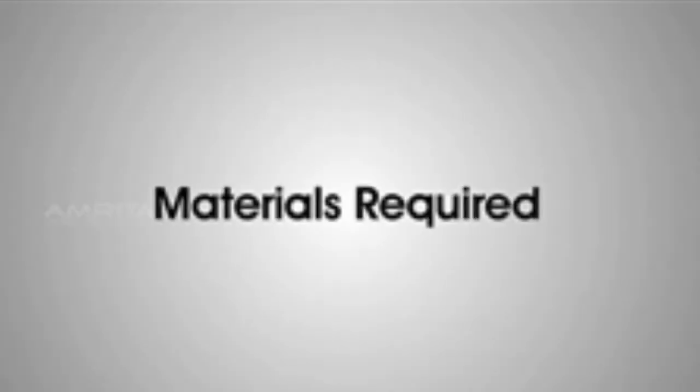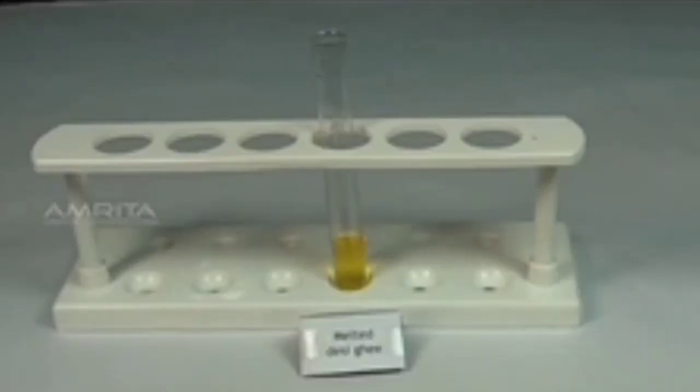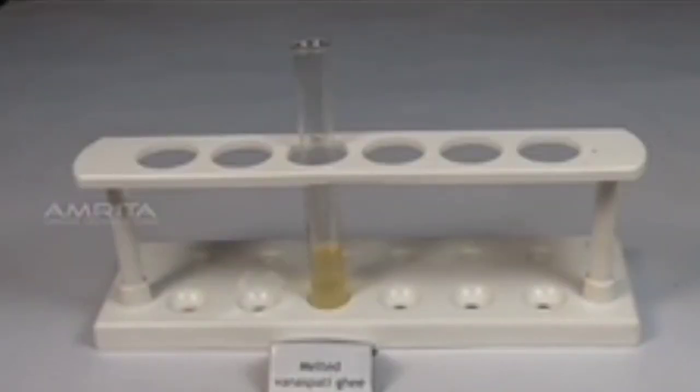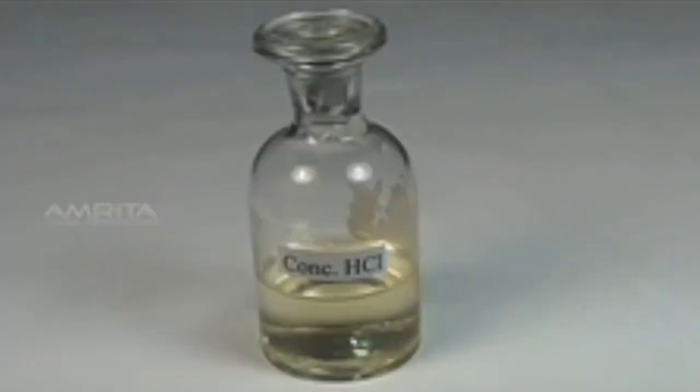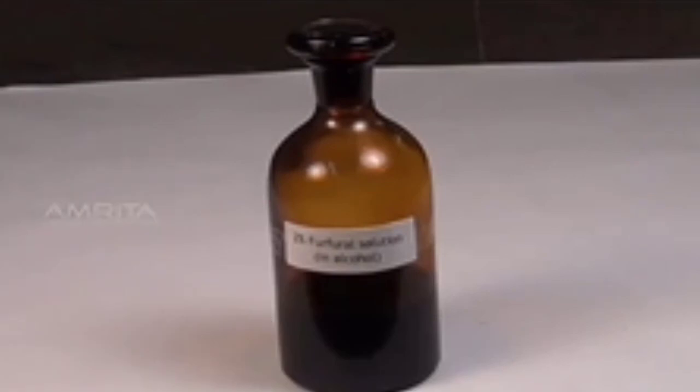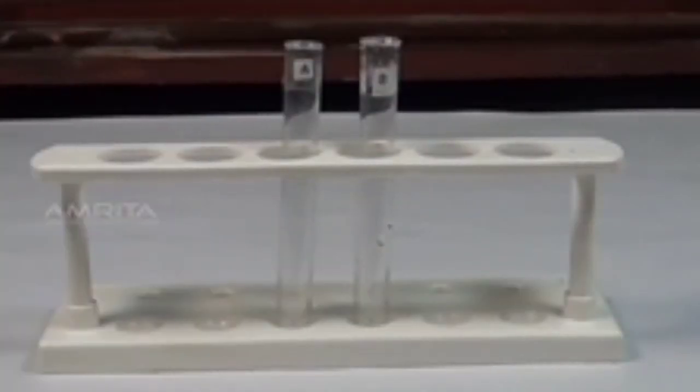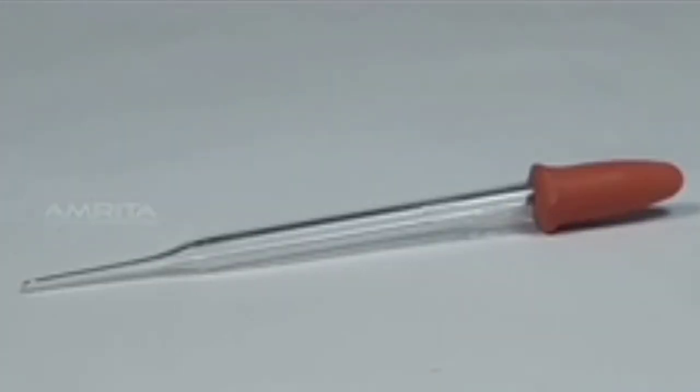Baudouin test. Materials required: melted desi ghee, melted vanaspati ghee, concentrated hydrochloric acid, 2% furfural solution in alcohol, test tubes and droppers.